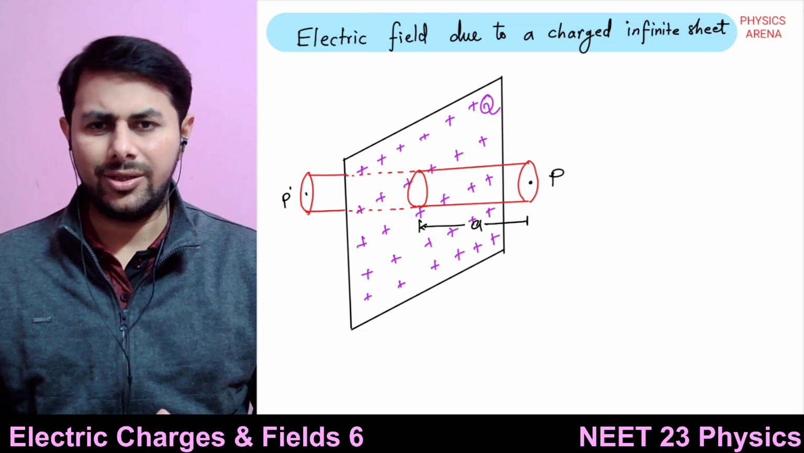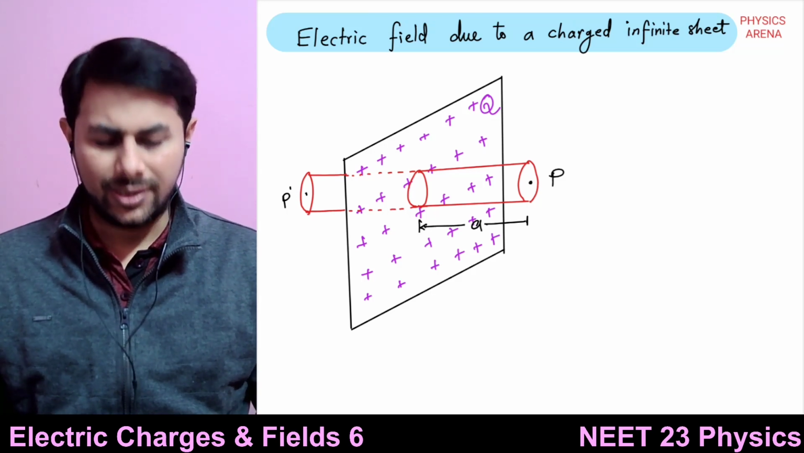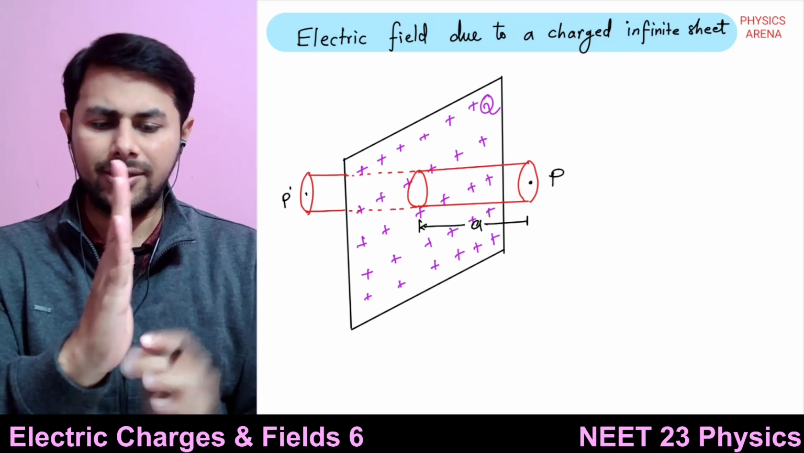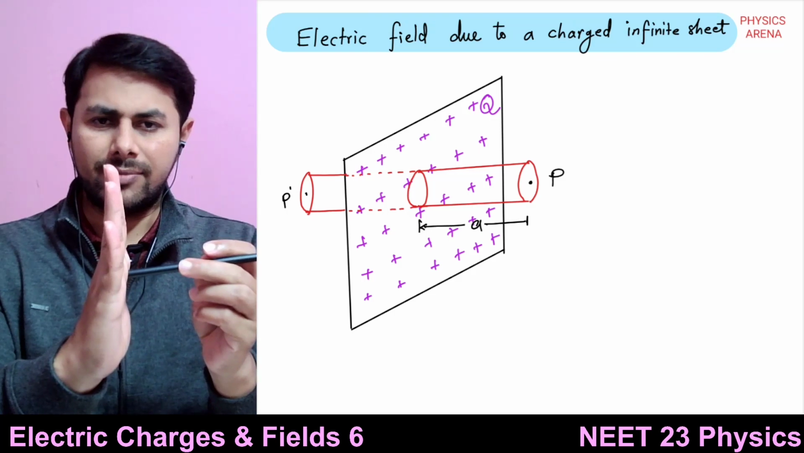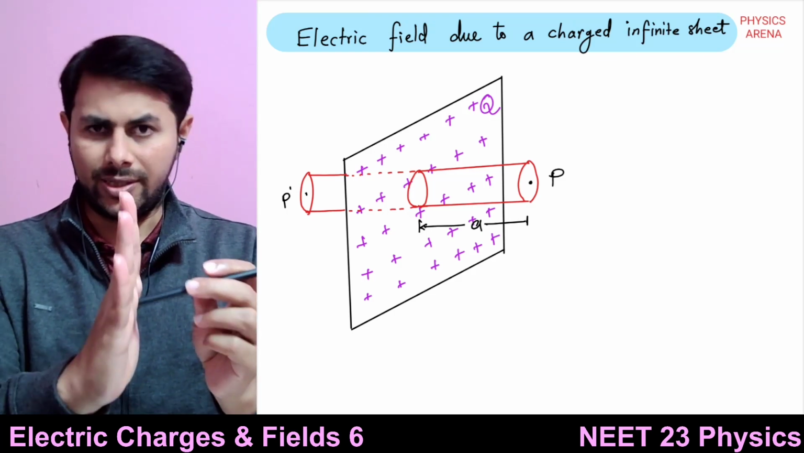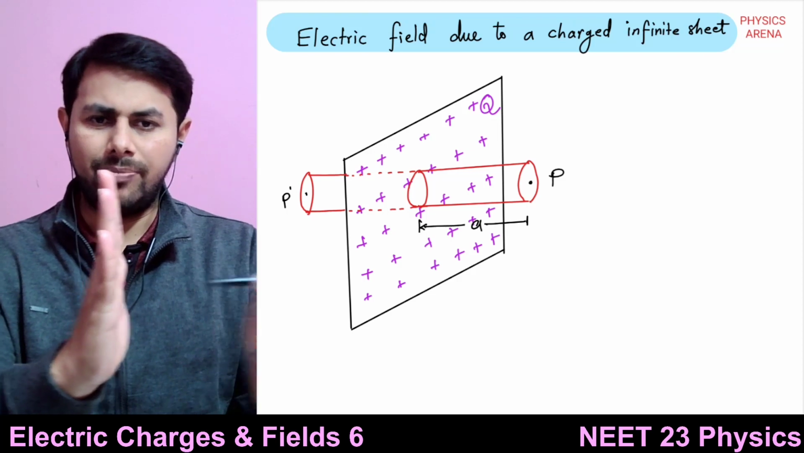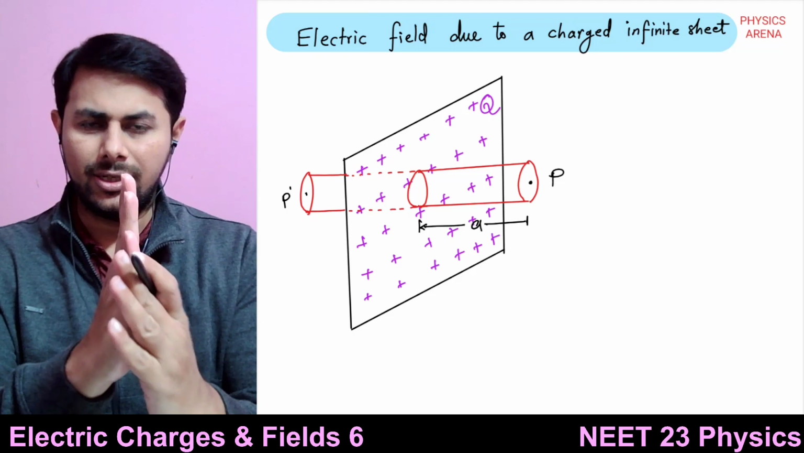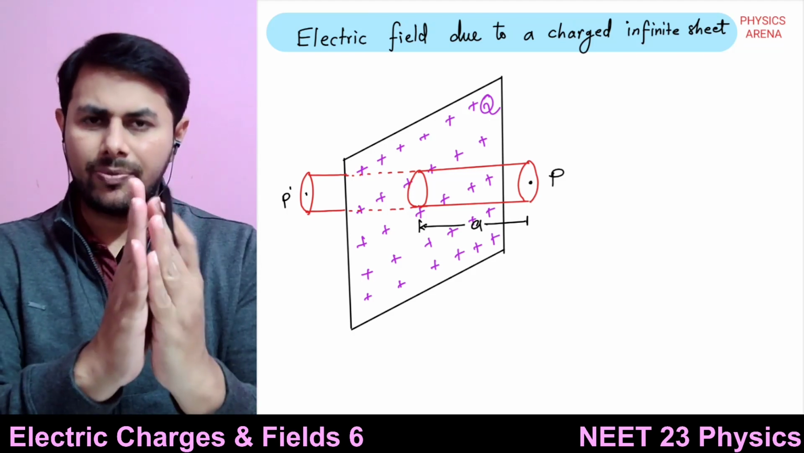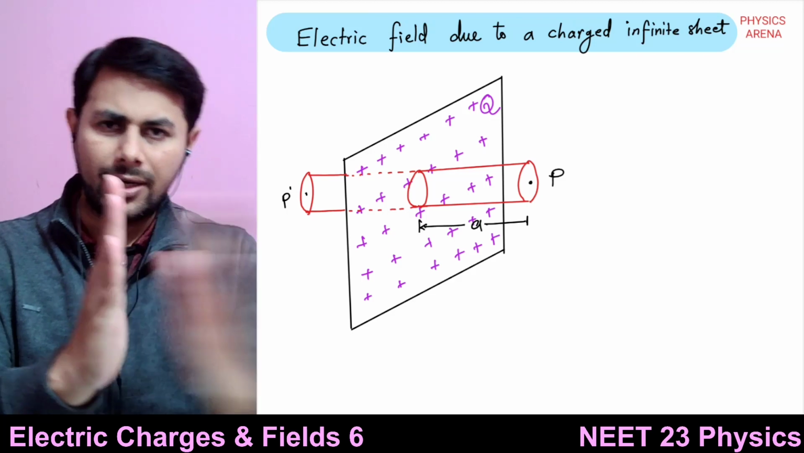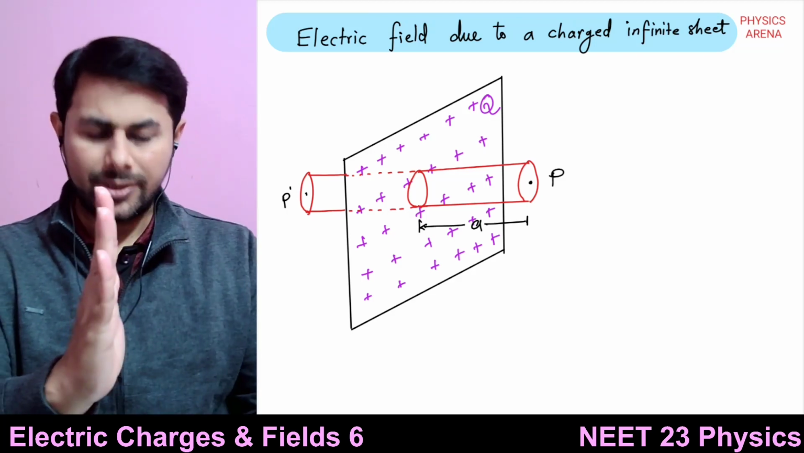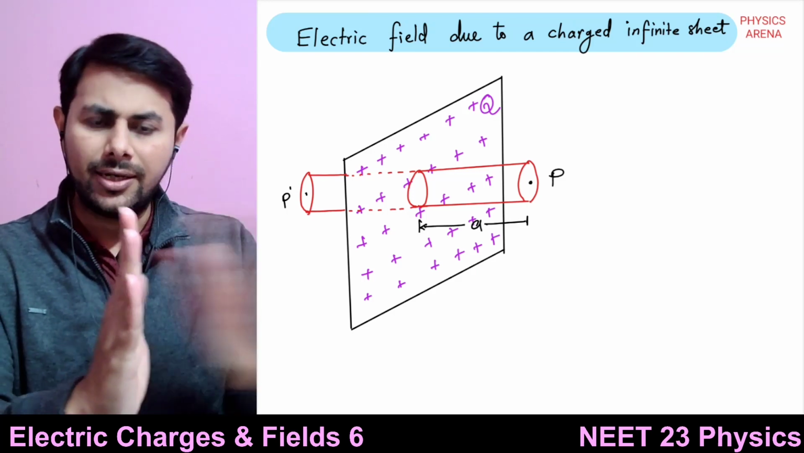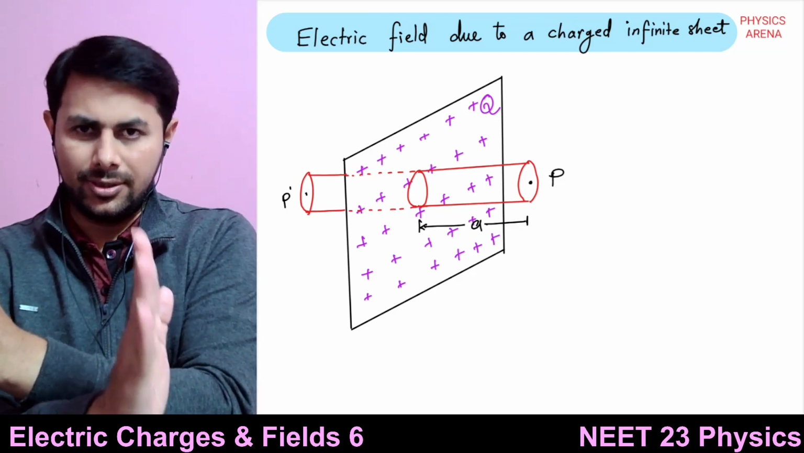Do I need to explain this, or is it clear that the electric field will be directed perpendicular? If you have a charged plane sheet like this, the electric field will be directed like this, perpendicular to the plane of this sheet, passing through that point P. And because this is positive charge, on the other side also the electric field lines due to that positive charge will be radially outwards, perpendicular to the plane of the sheet. The electric field lines will go on this side as well as on the other side, right?